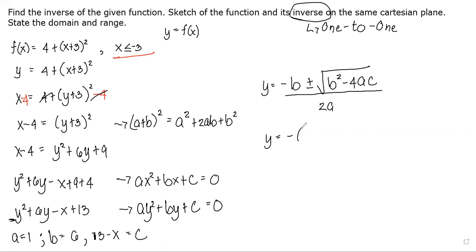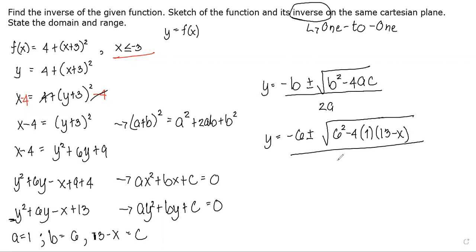So y equals negative b, negative 6, plus minus the square root of 6 squared minus 4 times a natin times c. Times a is 1, times c ay 13 minus x. Ayan. Okay, over 2a. 2 lang yan. So y equals negative 6 plus minus the square root of 6 times 6, 36. Tapos minus 4, and then 13 minus x.